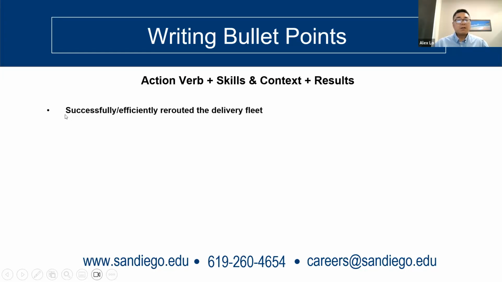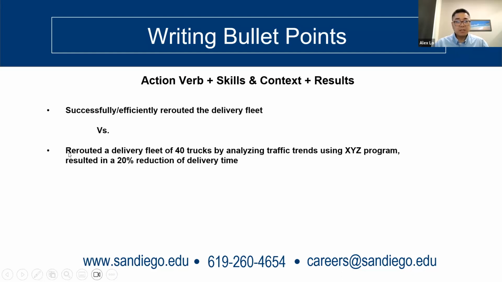So now let's rephrase this bullet point. Successfully, efficiently reroute the delivery fleet. How do we know this person is successfully and efficiently doing this task? So what's the measure here? So we rephrase that: reroute a delivery fleet of 40 trucks. And what kind of skill does this person use? By analyzing traffic trends using XYZ program and resulting in a 20% reduction of delivery time. So we know the scale of responsibility. We know the impact of this person's work. We know the kind of specific skill in the program this person utilized to perform this task.